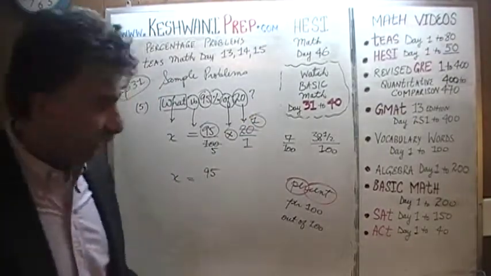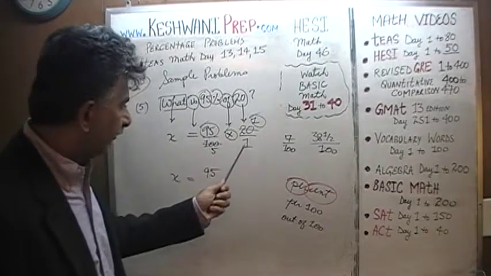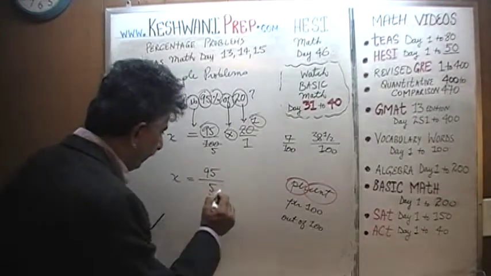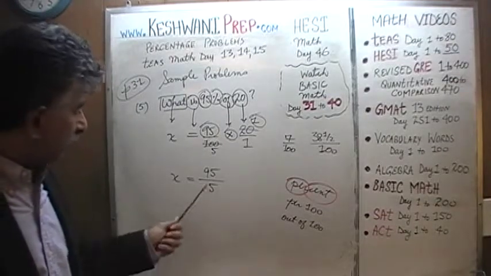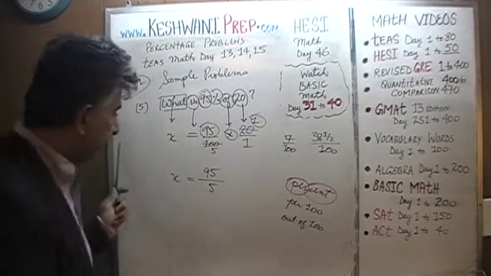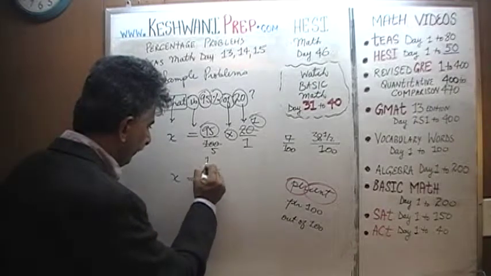95 times 1 is just 95. So that's right there. And here we have 5 times 1, that's just 5. If you can divide 95 by 5, we are home free. Okay, let's get going. We're taking too long. How many 5s does 9 have? 9 has 1 five.